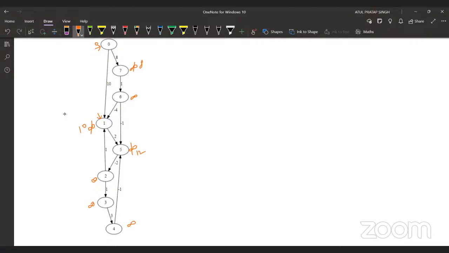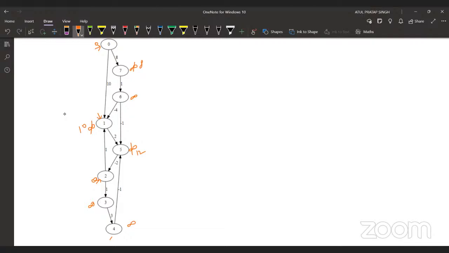And infinite plus 1 is infinite, so this is also infinite. There is no change if we are checking from 2. Then we will check from 3. Also there is no change, since infinite plus 3 is infinite. Same thing for 4. Infinite minus 1 is also infinite, and the previous value is 12, so we will not update this.